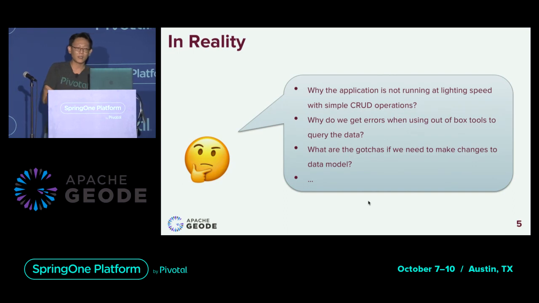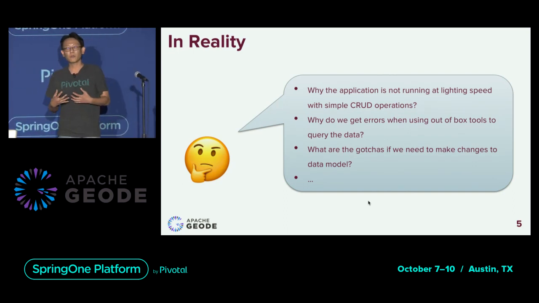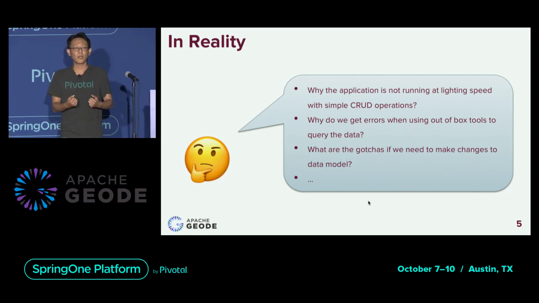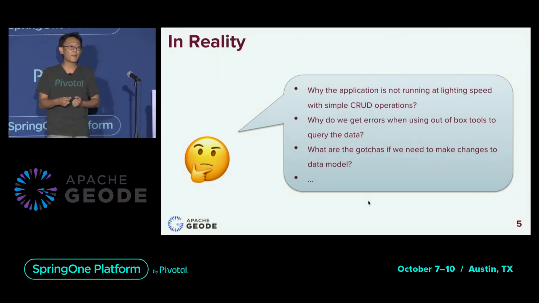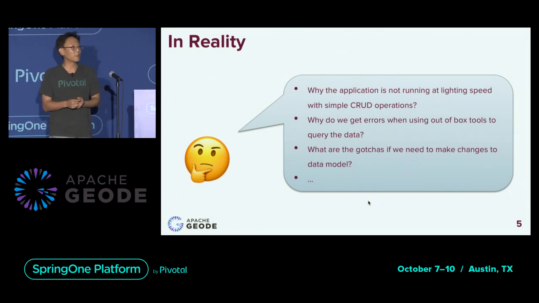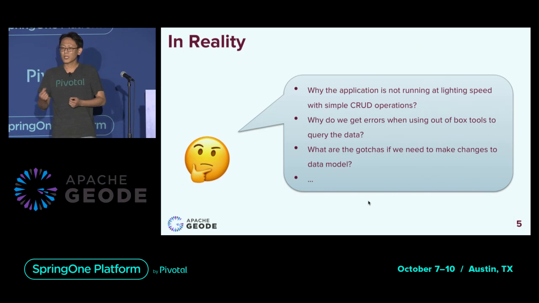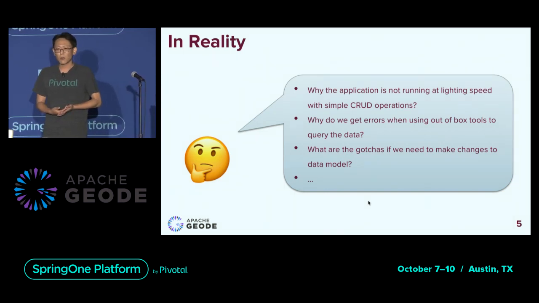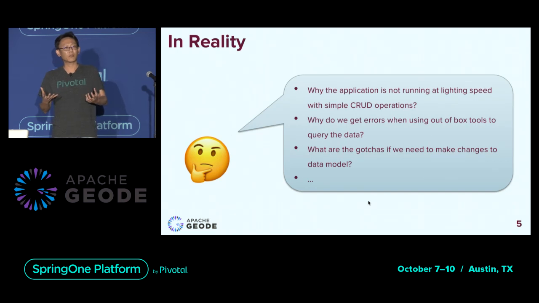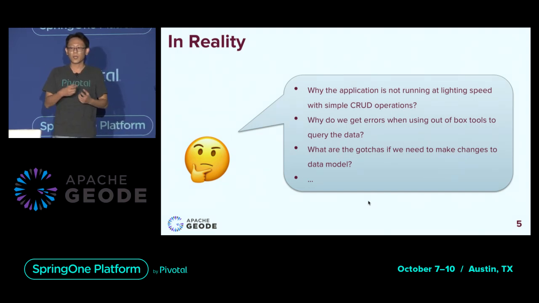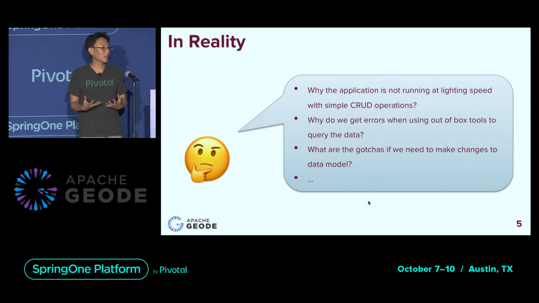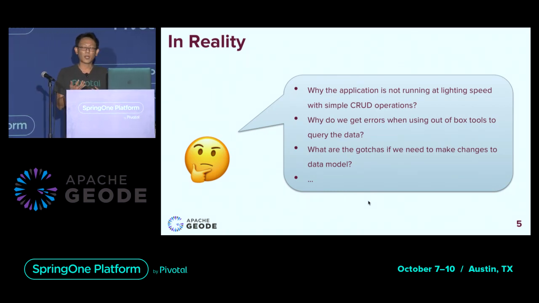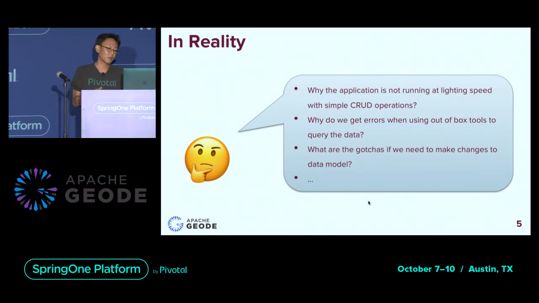But in reality, for people who are new to Geode, using it for the first time, or maybe using Geode for quite a bit, we all run into those kinds of questions. Why are my applications not running at lightning speed if it's just simple CRUD operations? Or, when I'm making a data model change, what's going to happen to my cluster? Do I have to deploy the code to the server side when making a data model change? Do I have to restart my cluster? What is the operational overhead involved when we're making those changes? And what are the things we have to watch out for?